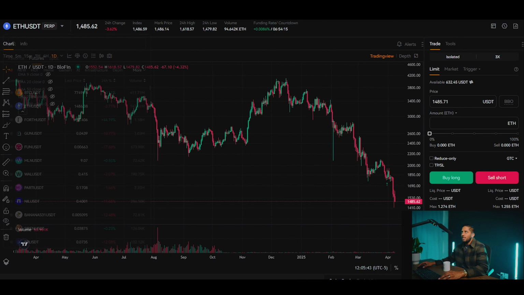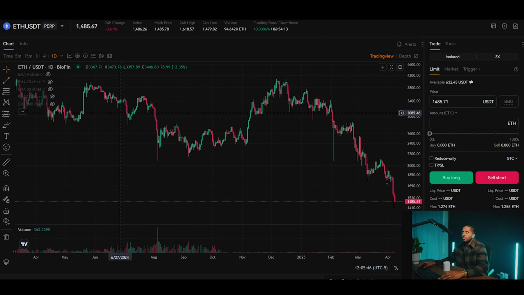So right here, I have the ETH USDT chart. What we want to do is go ahead and activate the 9 EMA.